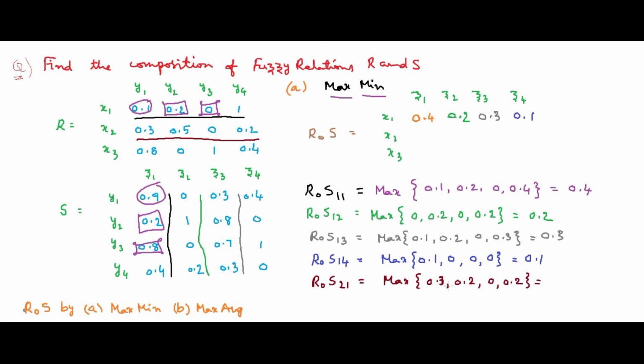Now the maximum of 0.2, 0.3, 0.2, 0, 0.2 is 0.3. So that should be written here, 0.3.